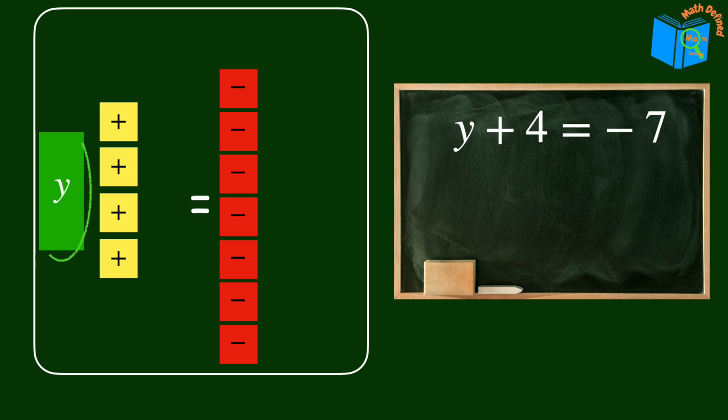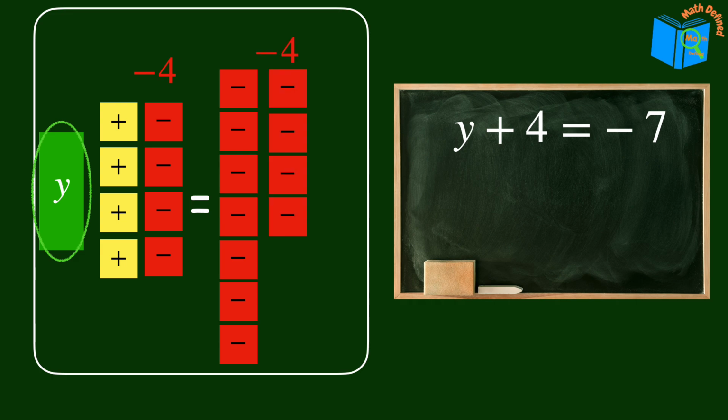In order to isolate the variable y on the left side of the equation, we will need to add 4 negative or red tiles. And to keep the equation balanced, we will do the same on the right side. Looking at the left side, we see 4 zero pairs that cancel out, leaving the variable y. And on the right side, we don't see any zero pairs. Instead, we see 11 negative or red tiles. So the solution for y is y equals -11.